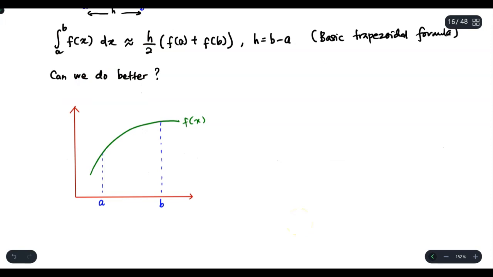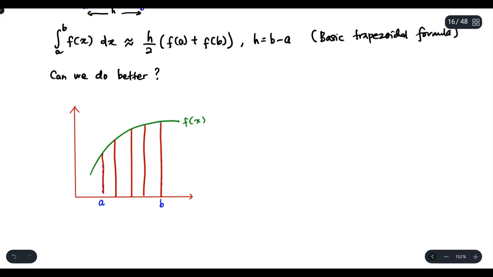Now imagine the same graph. Instead of one trapezium, we want to have multiple trapeziums of a smaller size. So the function f(x) that you want to integrate from a to b, instead of one trapezium, let's assume we have 4 trapeziums. So we draw one in the middle and one here and this one. It's supposed to be a straight line anyway.